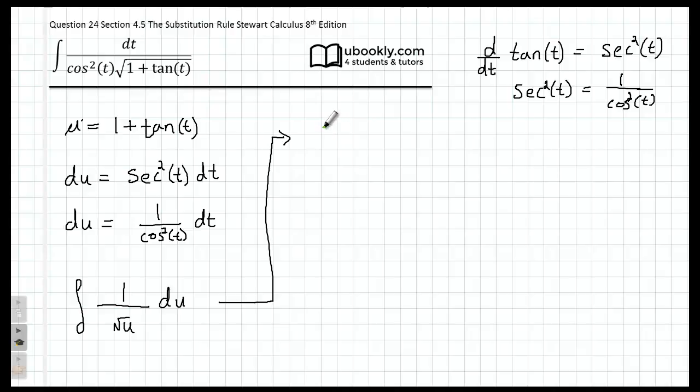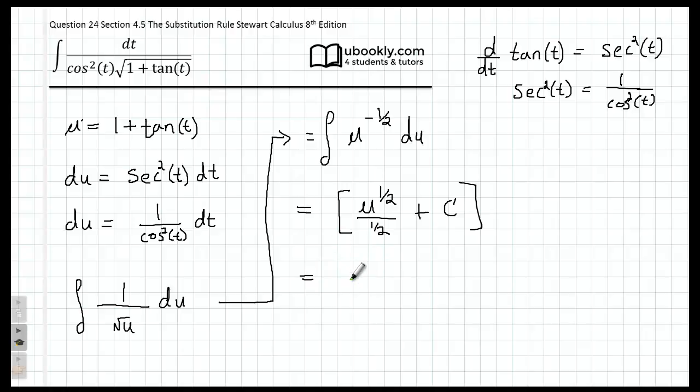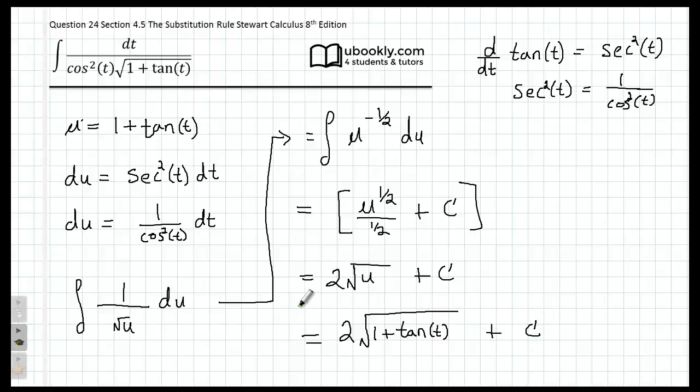Okay, so we can integrate this, but I'm going to rewrite it first as u to the power of negative a half du, and that would just be u to the power of a half all divided by a half plus c. I'll rearrange this. I'll get square root of u multiplied by 2. I just took this denominator, flipped it over, plus c, and our u is 1 plus tan of t. So 2 root of 1 plus tan of t plus c.